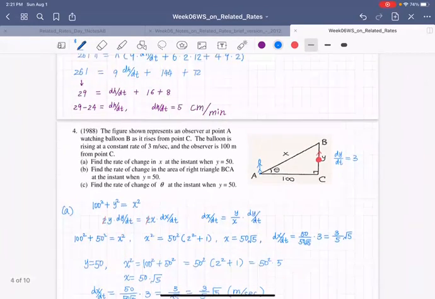For part B, they ask you the rate of change of that area. Hold on, sorry, my Apple Pencil got lost.